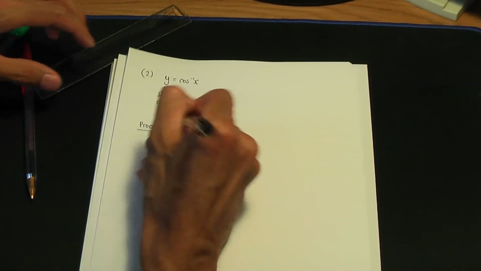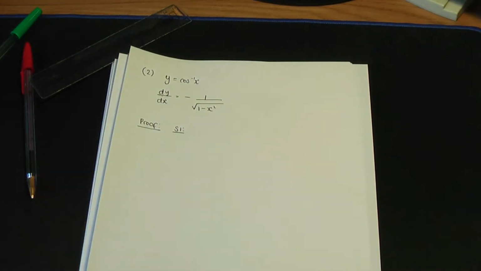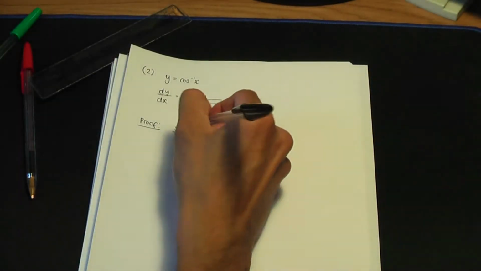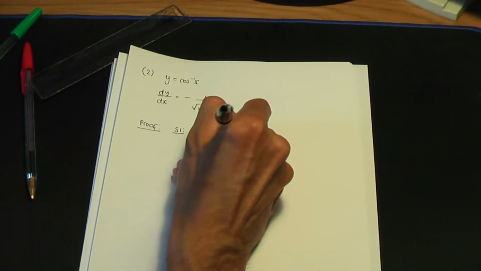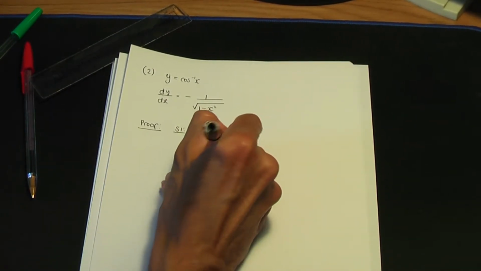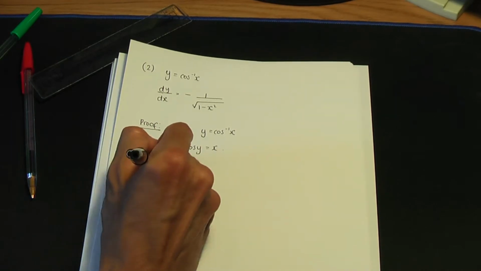In step number 1, start with y equals cos inverse x. So that is what I did earlier with the sine inverse proof. In this case, y equals cos inverse x, and if I rewrite, cos y is equal to x. Okay, so that is step number 1.